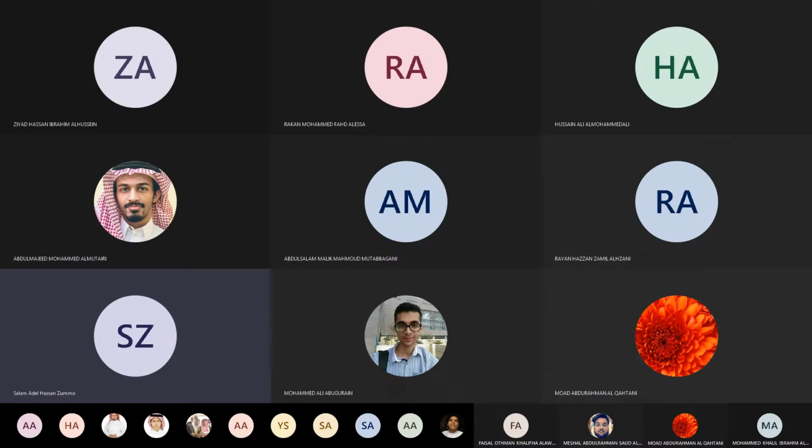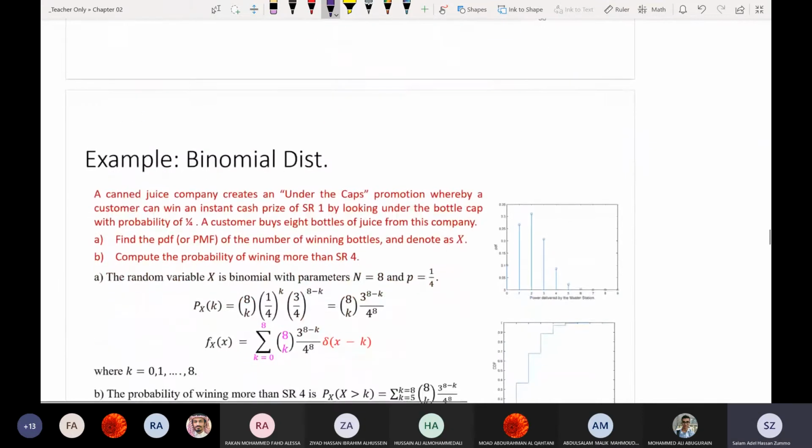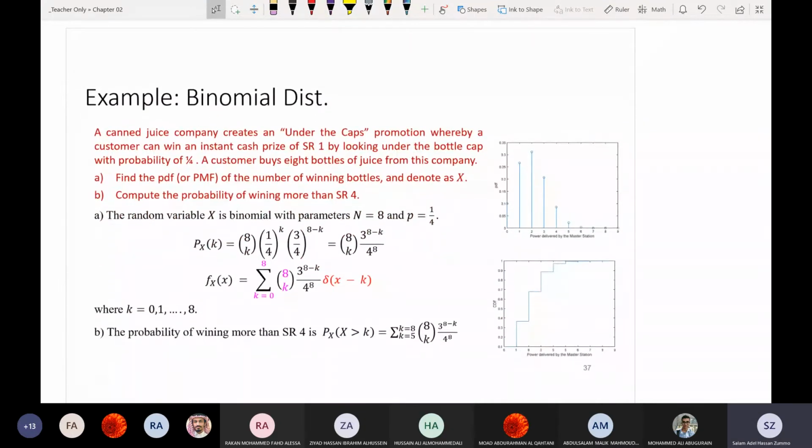Play with MATLAB in order to understand how things work. Let's have an example. A canned juice company creates an under-the-caps promotion, whereby the customer can win an instant cash prize of 1 real by looking under the bottle cap, with a probability of 0.25, sorry, 1/4.